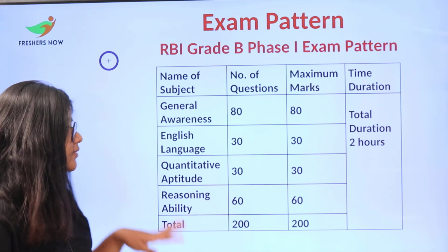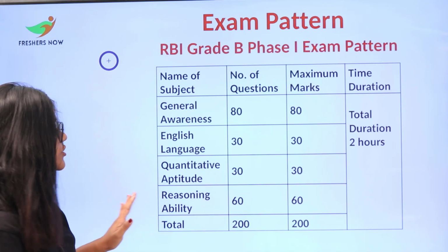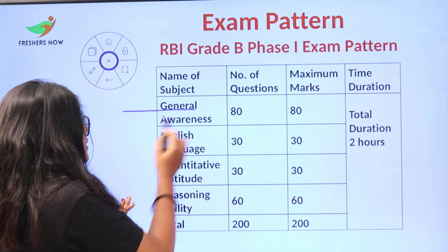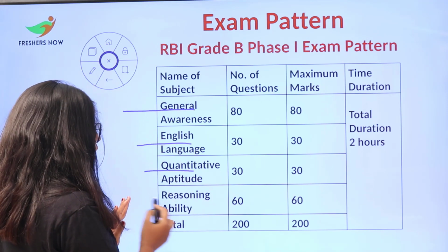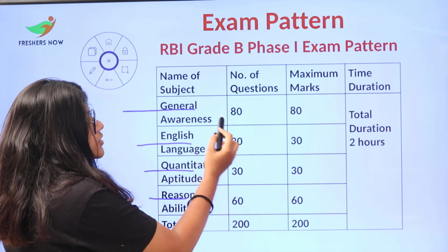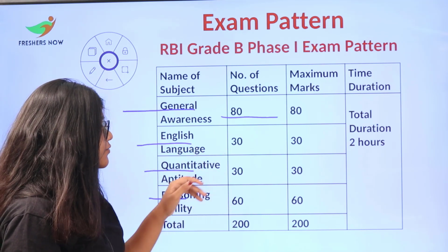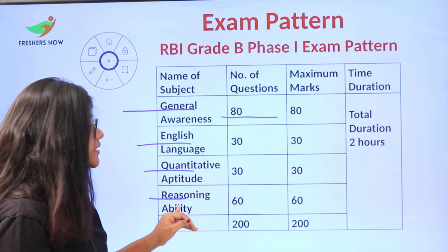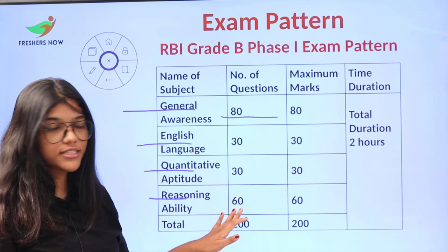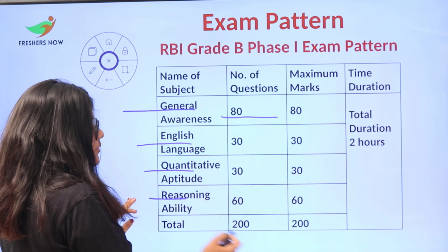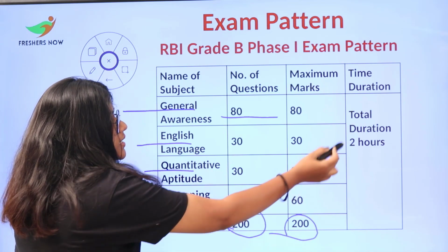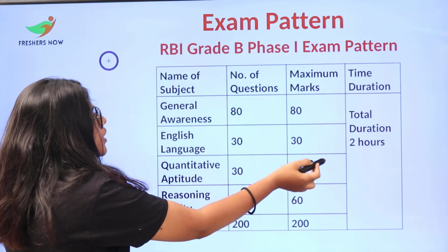Phase 1 examination will be conducted under 4 different sections, which are General Awareness, English, Quantitative Aptitude and Reasoning Ability. The first section is 80 questions for 80 marks. Then for English it's 30 questions for 30 marks, same for Quantitative Aptitude as well. For Reasoning Ability, 60 questions for 60 marks. So in total, you will be given 200 questions for 200 marks. The time duration is 2 hours.